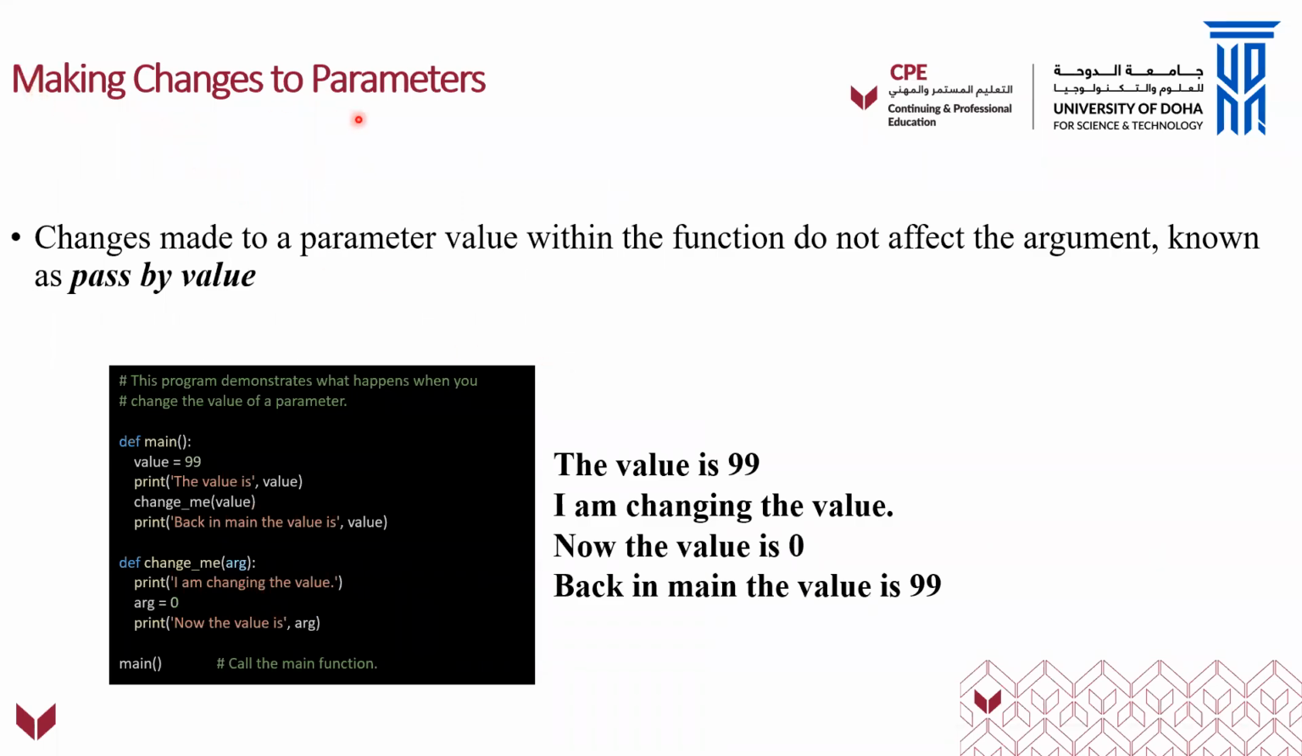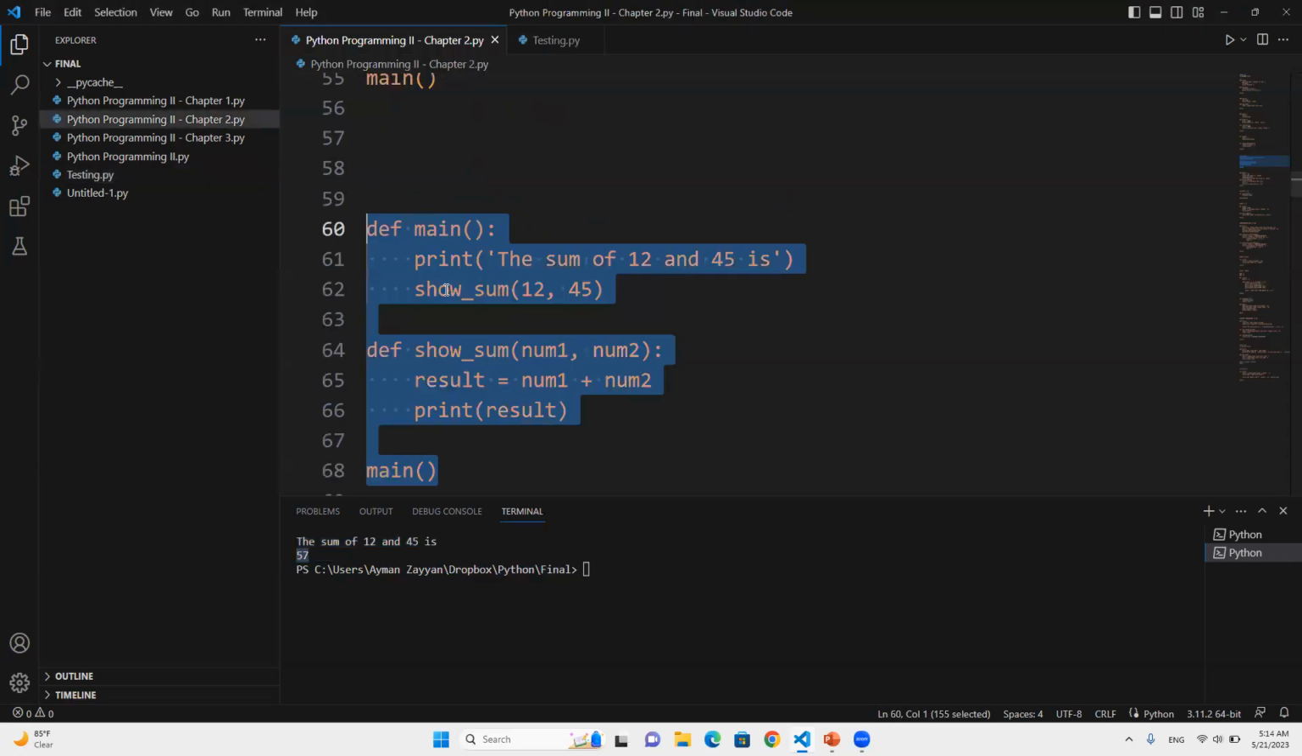Making changes to parameters. Changes made to a parameter value within the function do not affect the argument, and this is known as pass by value. Okay, let's practice on this exercise.